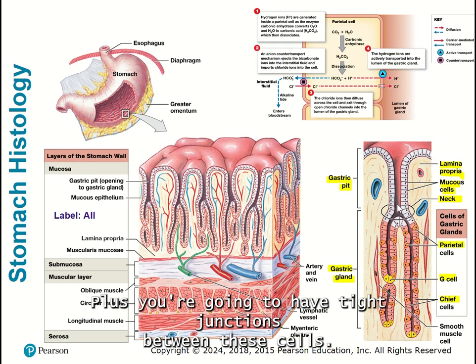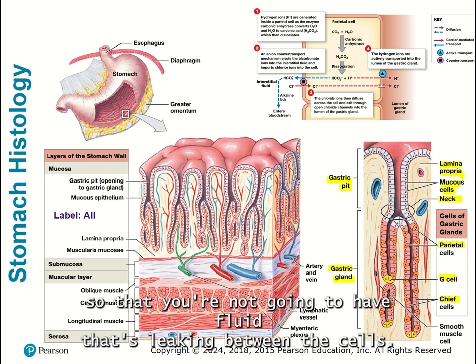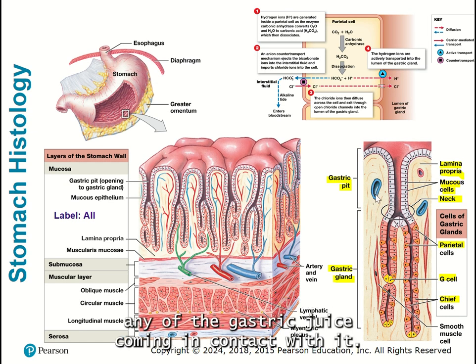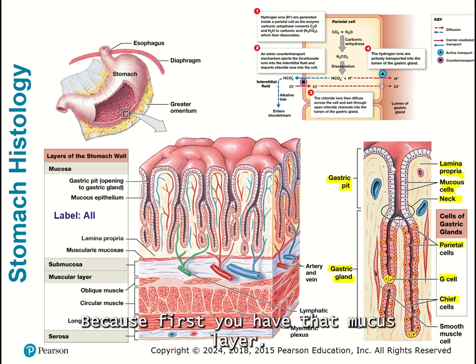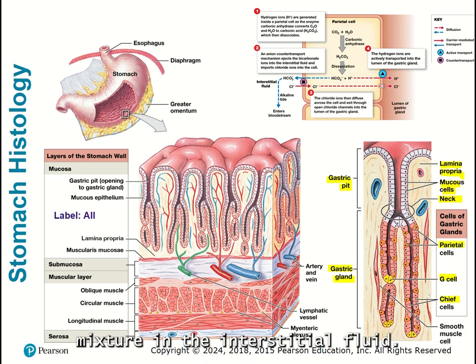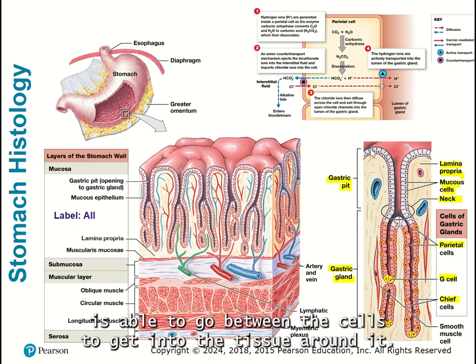Plus, you're going to have tight junctions between these cells. Those tight junctions are going to act as superglue so that you're not going to have fluid leaking between the cells. So the vulnerable tissue on the inside is not going to have any of the gastric juice coming in contact with it, because first you have that mucus layer, then you have a neutral zone from that bicarbonate mixture in the interstitial fluid, and then you have these tight junctions so that none of that gastric juice is able to go between the cells to get into the tissue around it.